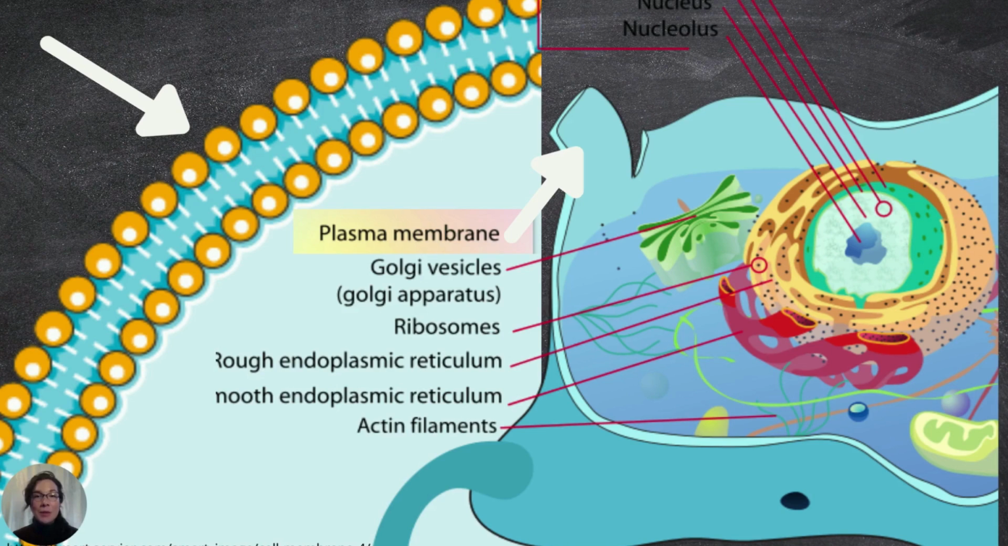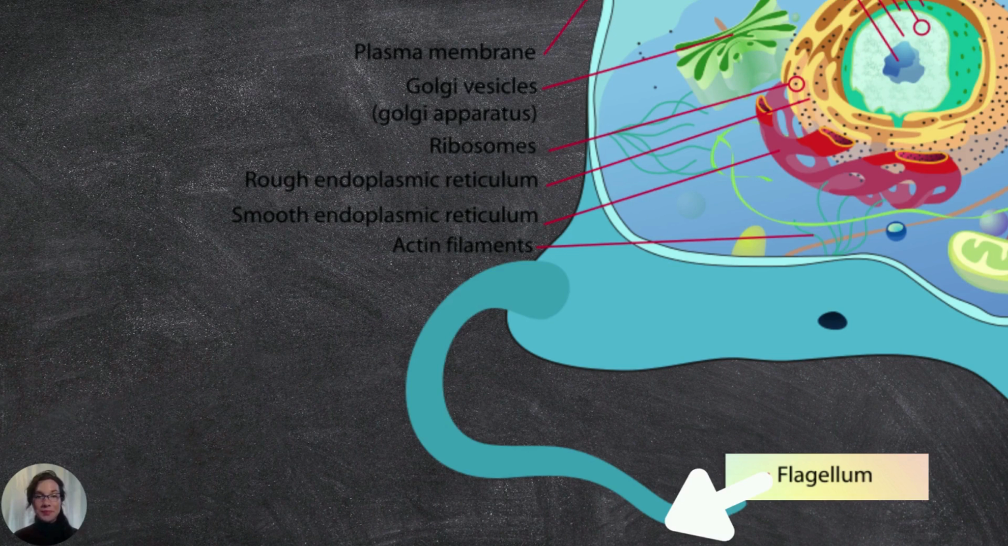And then the phospholipid tails are hydrophobic. Hydro, again, water, phobic means fear. So they do not like water. They're going to fold towards the inside of that bilayer and be protected from the aqueous solution.